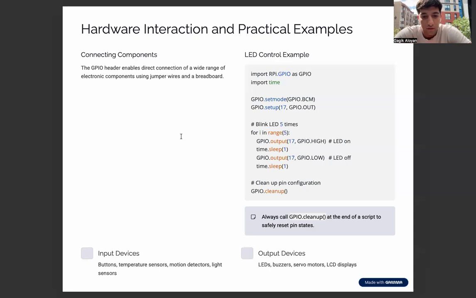And in hardware interaction, in slide 9, by using GPIO pins, we can connect many electronic components to Raspberry Pi. For example, we can connect LEDs, buttons, temperature sensors, and other devices. A simple project can be programming a LED to turn on when a button is pressed.